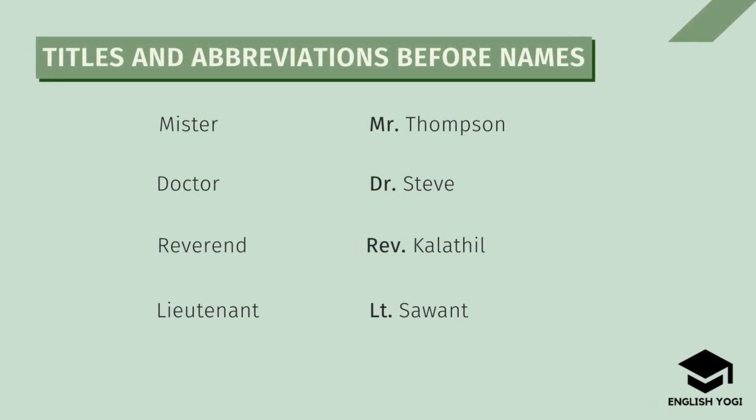Moving ahead, titles and abbreviations before names should be written with capital letters. For example, "Mr." If we are using Mr. as a title with the name Thompson, that M should be capital. Similarly, "Dr.," D should be capital, with the names Reverend Kalathil and Lieutenant Sawan. These are the examples we have to remember as grammar: whenever there are titles and abbreviations of those titles before names, we have to use those words with a capital letter. So that is the rule.